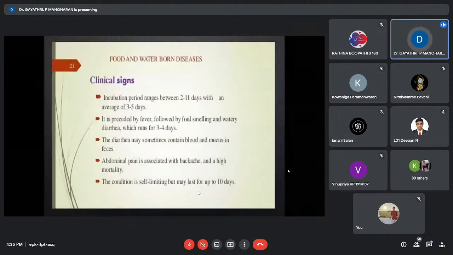What are all the clinical signs? I already told you about the incubation period. The incubation period is normally 2 to 11 days, but on average for a human it is around 3 to 5 days. And it is preceded by what symptoms? Fever followed by foul smelling and watery diarrhea.